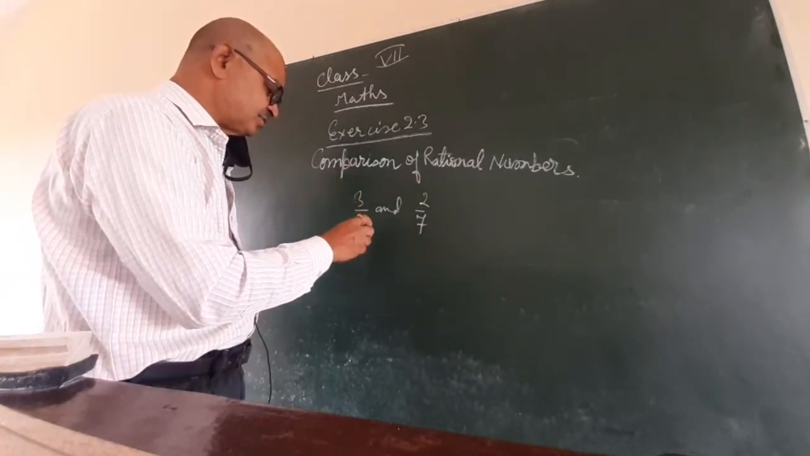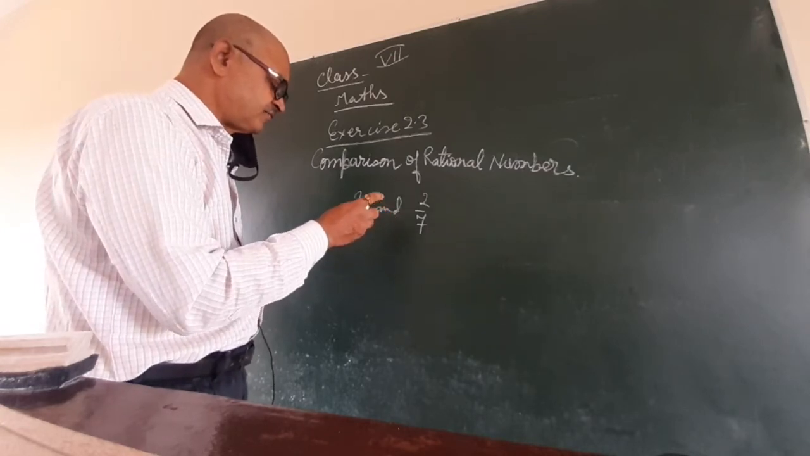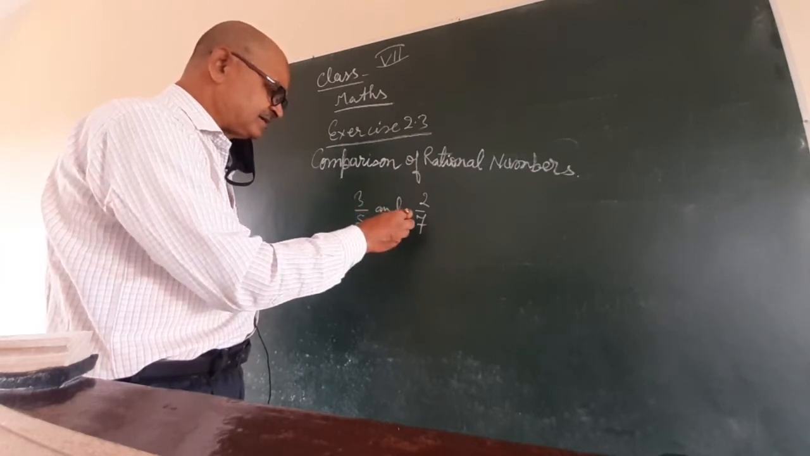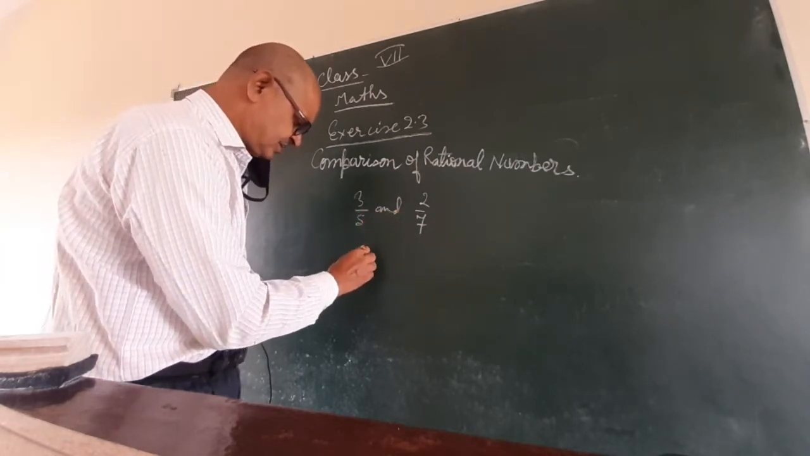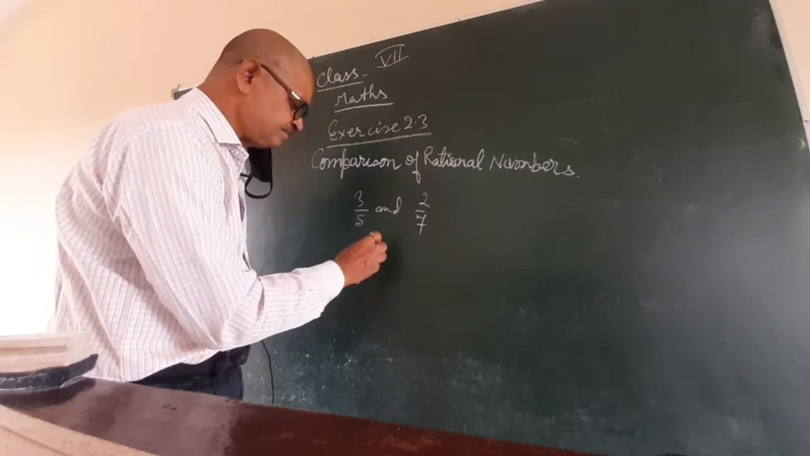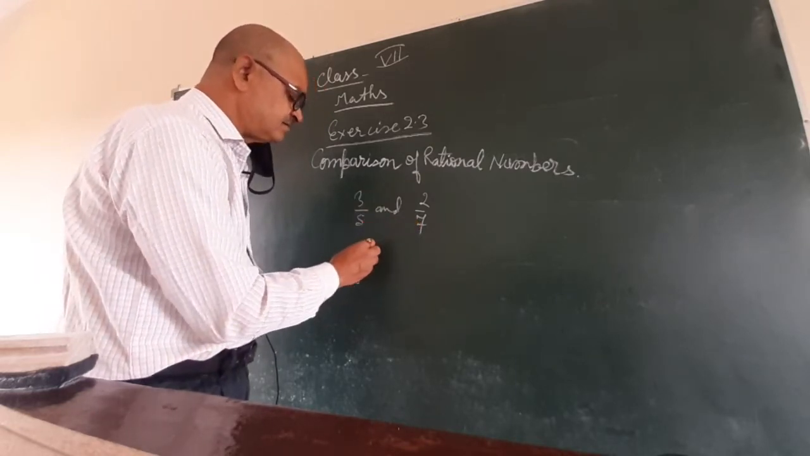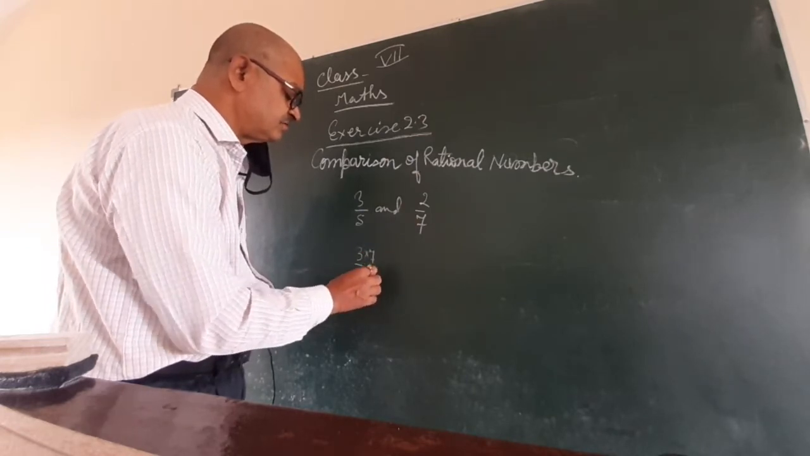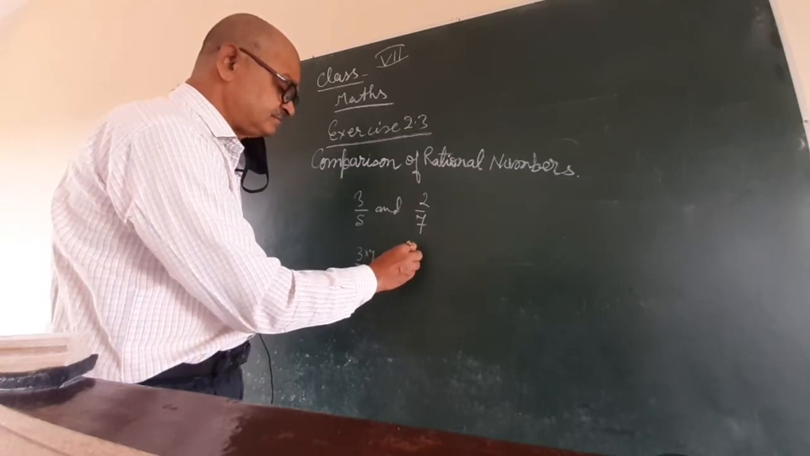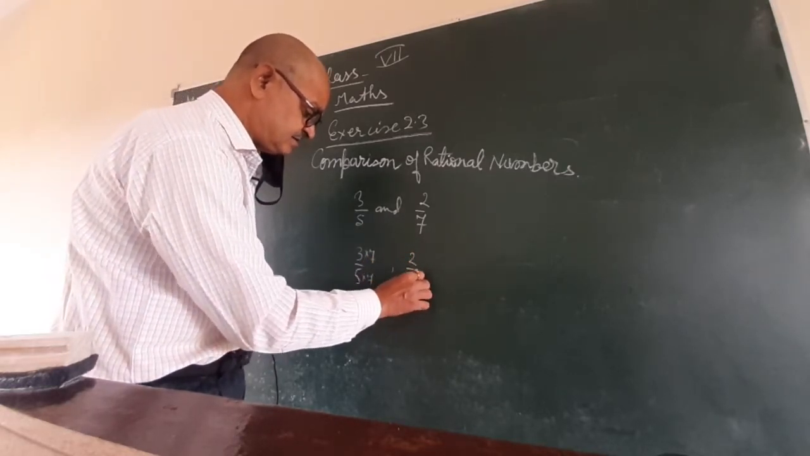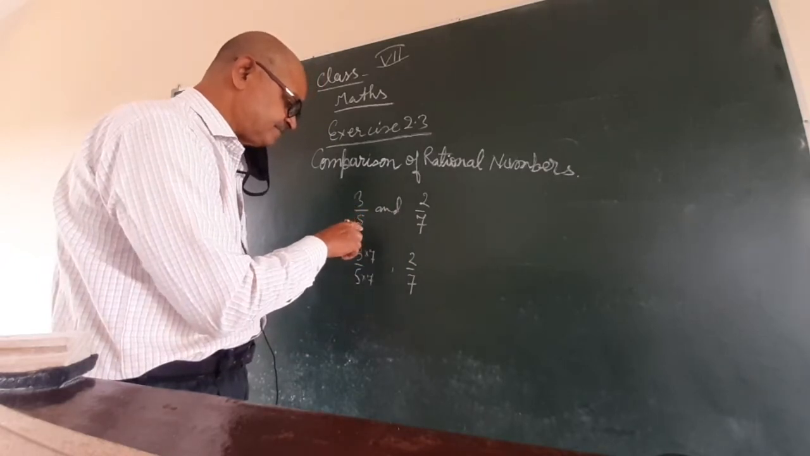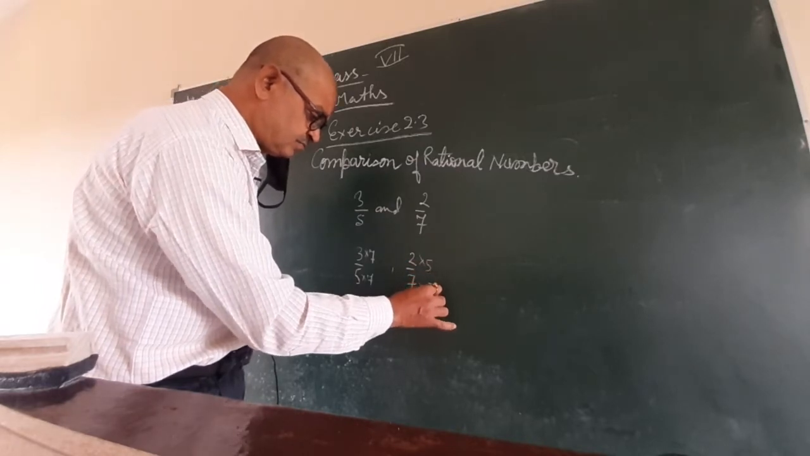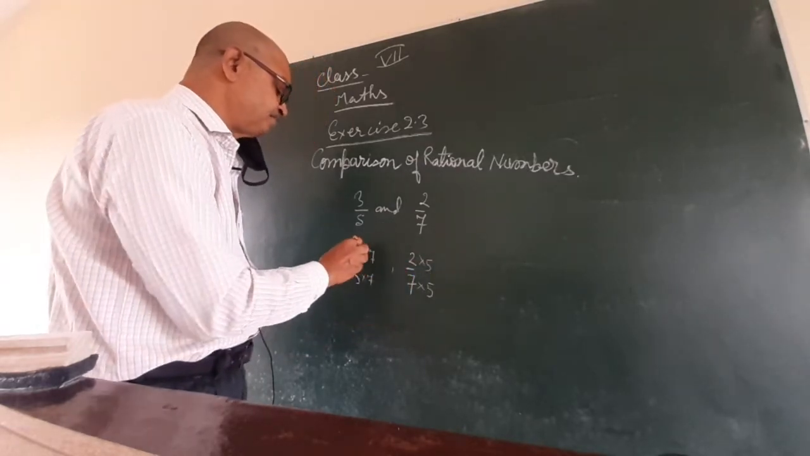We take the LCM of both, or if you do not want to take the LCM, then we multiply crosswise. For 3/5, the other denominator is 7, so we multiply by 7 up and down, and for 2/7, the other denominator is 5, so we multiply by 5 up and down both.